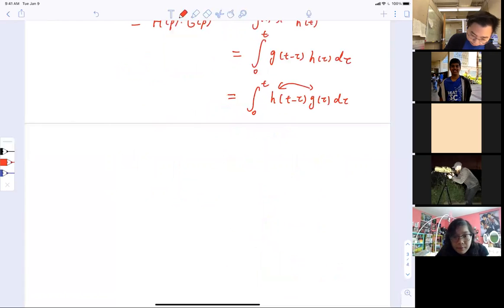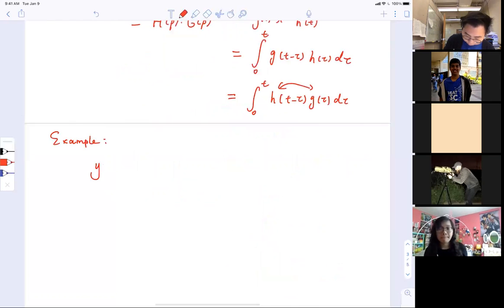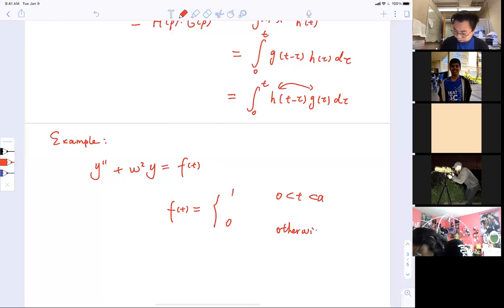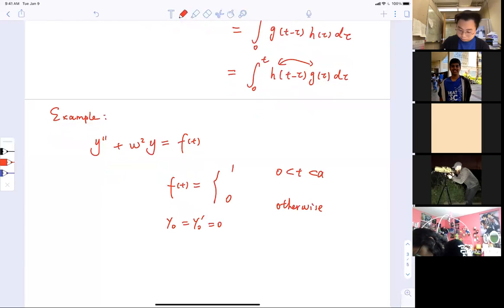Okay, so example: y double prime plus omega squared y equals f(t), and f(t) is nothing but 1 for 0 less than t less than a, and 0 otherwise, and the initial condition is given, and the question asks you what is y(t).